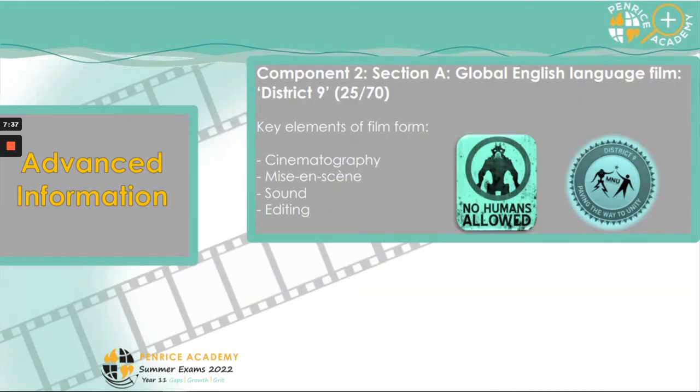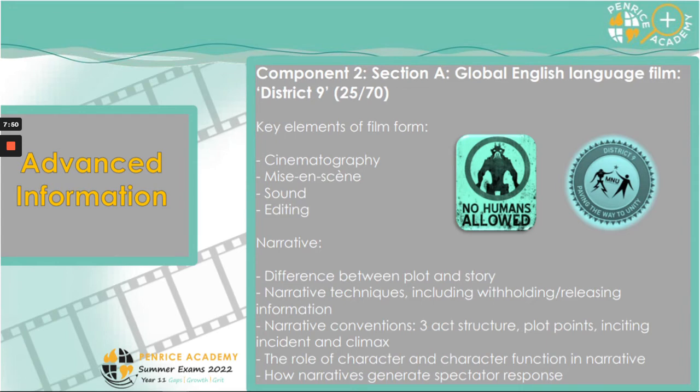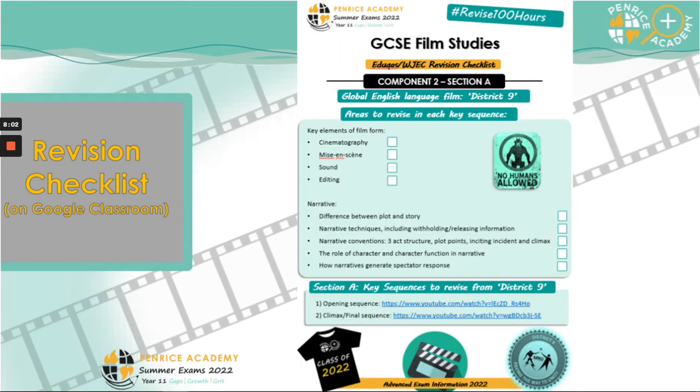For Component 2, Section A, and the study of the global English language film District 9, our students are again required to focus on the key elements of film form. In addition to this, there is advance notice that the question in the exam this summer will focus on narrative, and more specifically, all of the bullet-pointed areas that are listed here. Once more, the revision checklist outlines these areas for revision for our students and also provides them with links to the key scenes.